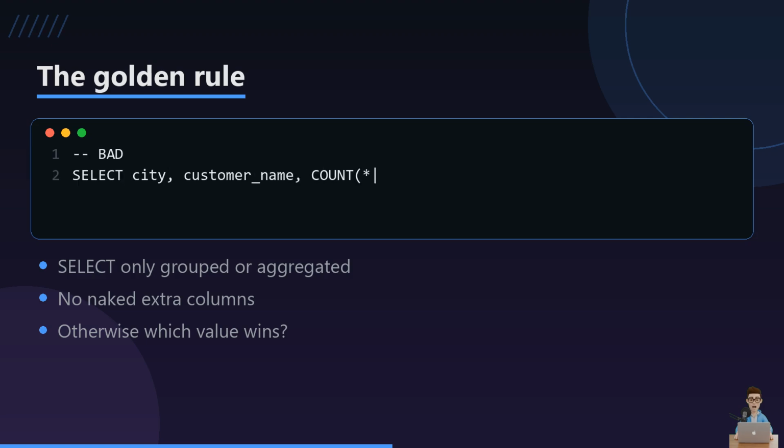Here's the rule people trip on. Every column in SELECT must either be in your GROUP BY or wrapped in an aggregate. This query is broken because a Delhi pile has many customer names, so SQL can't pick just one. In short, don't ask for a single value from a pile that holds many.